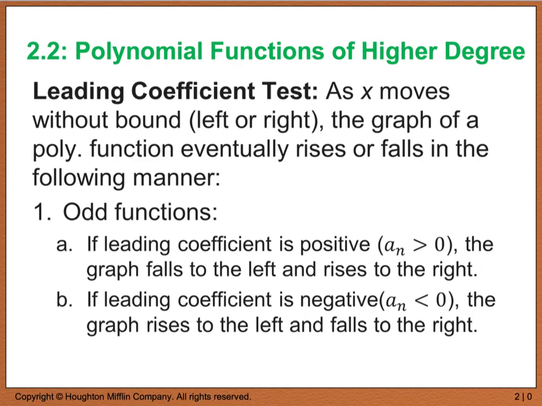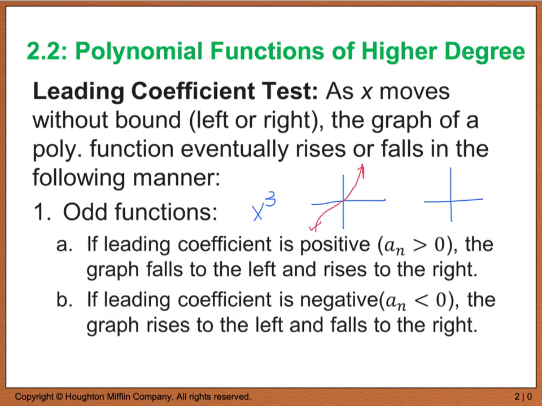So if it is an odd function, we're going to look at our leading coefficient, and if it is positive, then that's going to tell us that our graph is going to fall to the left, rise to the right. So if you look at something like x cubed, this is an odd function. The coefficient on x cubed is positive, therefore I'm going to end up with something that looks like this. Now if you look at this graph, my graph is going to fall to the left and it's going to rise to the right. Now if my leading coefficient is negative, it's actually going to be opposite of that.